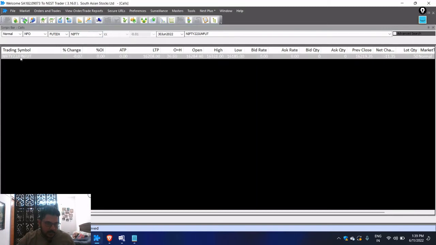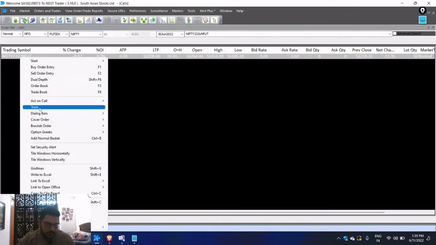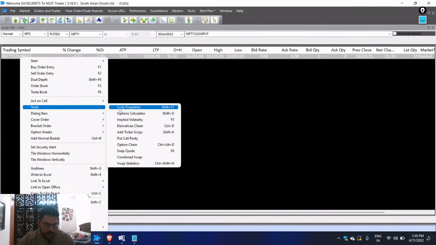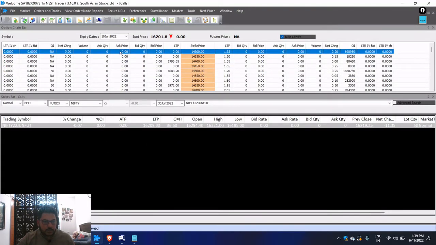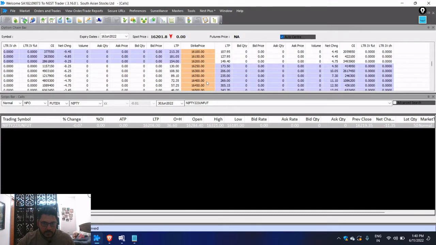When you right click on this future, you will get a lot of options like this. Now go to tools. In tools, you have script properties, volatility, derivatives chain, add ticker scripts, put parity, a lot of options available. Now you need to click on option chain. The option chain will open up for you in real time here. It will also give you a marking of the straddle. 16200 is your straddle, and once this is live, you can see the price changes continuously.